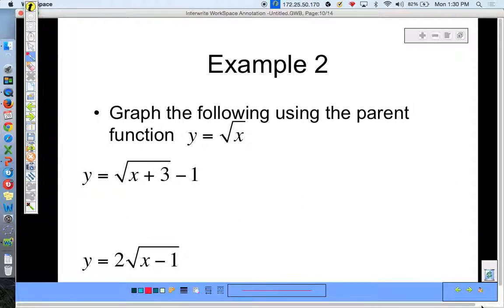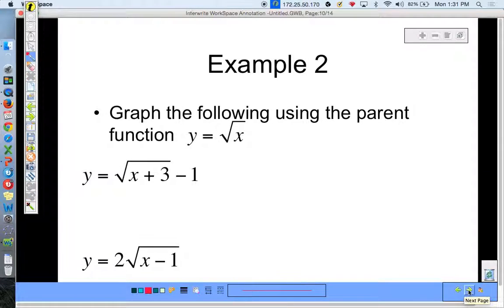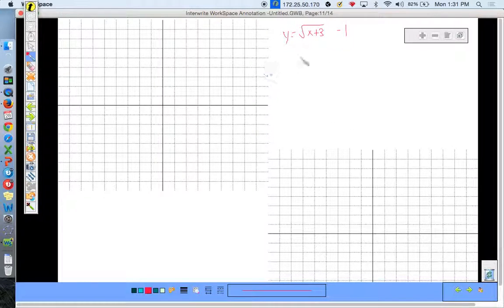So when we take a look at this next one here, we're actually going to graph some of these from the square root of x. So let's see, we have the square root of x plus 3, and I think it was minus 1 here. Yep. So our parent function is the square root of x. And let's see, some nice coordinates. We said we're 0, 0, 1, 1, and 4, 2.